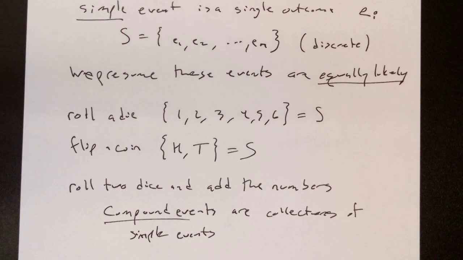One of the things we need to do to be able to find the chances of something happening is to know whether our event is compound or simple. And if it's compound, to know what simple events go into it.